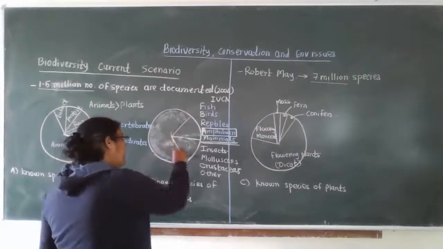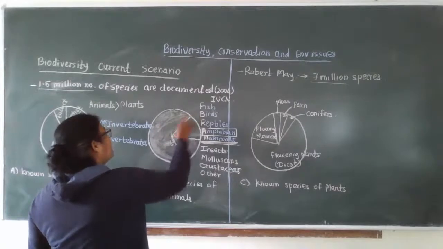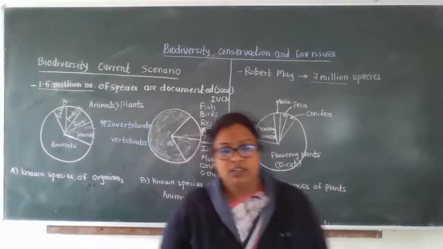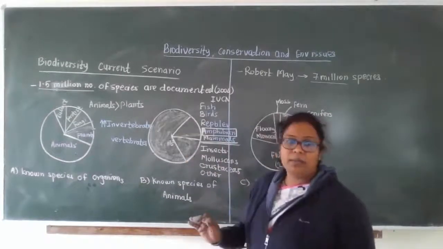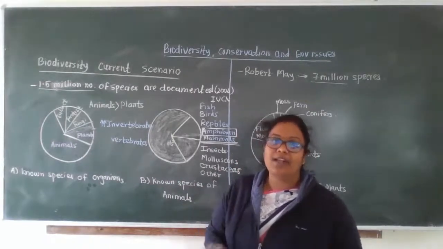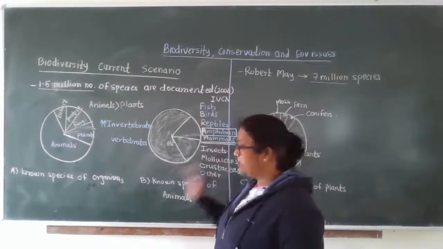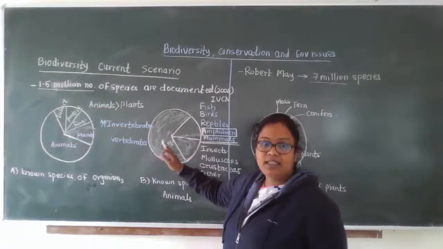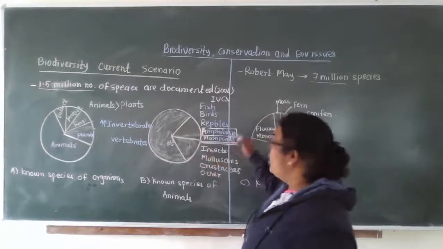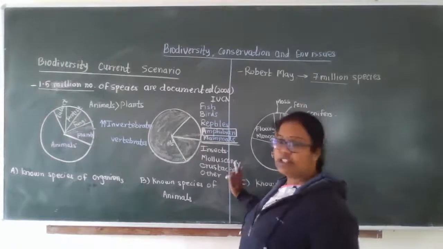And among the invertebrates, this much area is covered by insects only. So you have studied in 11th that in the animal kingdom, the predominant group with more diversity as well as number of species is insects. And the remaining population is of other invertebrates, including the molluscans, crustaceans, and others.